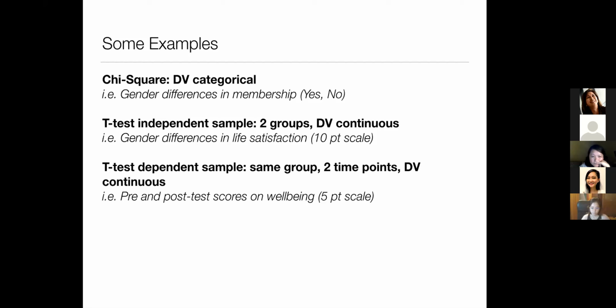So for example, your question is, are there gender differences in membership in faith-based organizations? The DV is yes or no, right? And your IV is also categorical. That's where you will use what we call non-parametric statistics like chi-square. Now, all the other tests assume DVs that are continuous in nature.